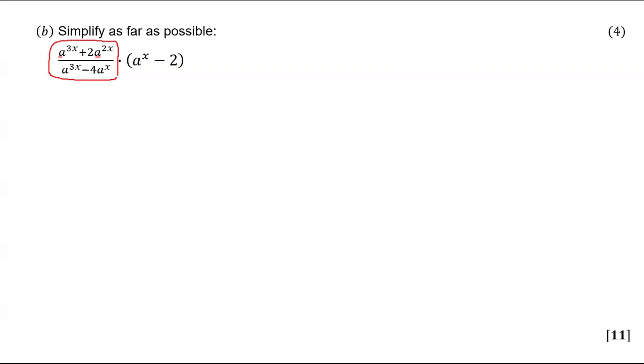So when you look at a in the first term, it has an exponent of 3x. The a in the second term has an exponent of 2x. So the a in the second term has the lowest exponent, so that a and its exponent will be the highest common factor. In the denominator, we also have a common base of a. But the a in the second term is the one that has the lowest exponent because it's 1x. The a in the first term is 3x. So 3 is greater than 1. So even in the denominator, a to the exponent of x will be our common factor.